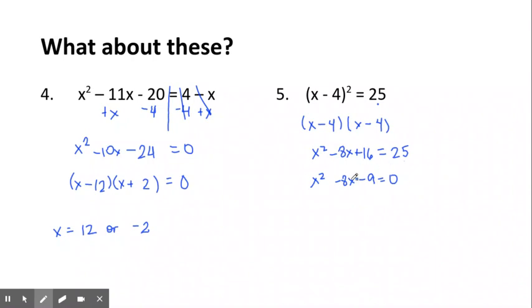All right, when you finish solving this, it would factor as x minus 9 and then x plus 1 equals 0. So your final answer would be x equals 9 or x equals negative 1.